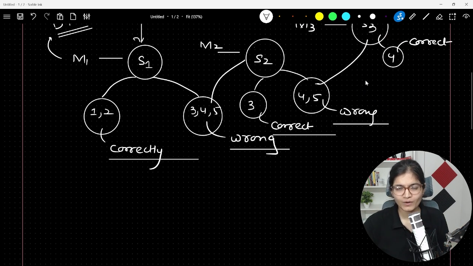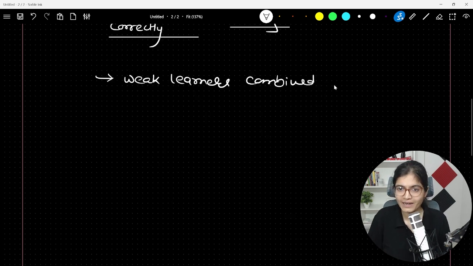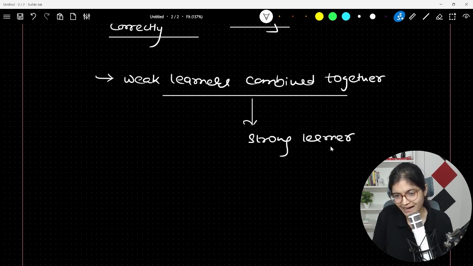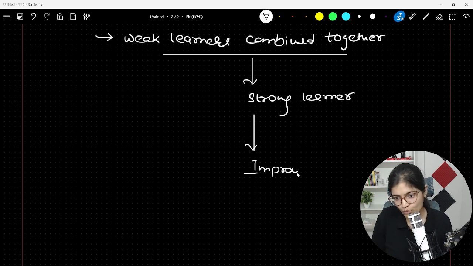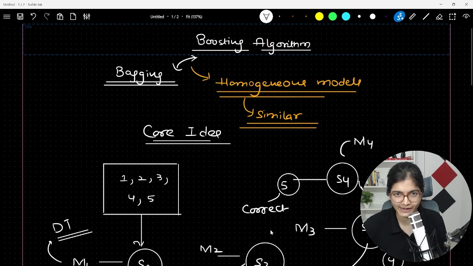And whenever you refer to any standard book, maybe the Hands-On Machine Learning book, you will see that they say that when all the weak learners are combined together, they will be able to form a strong learner. And with this, we will be able to improve the accuracy and the overall results of the model. So this is the core idea behind this boosting algorithm that we have, right?